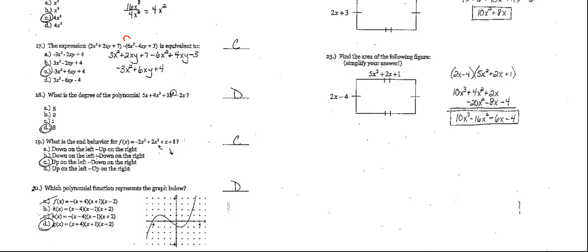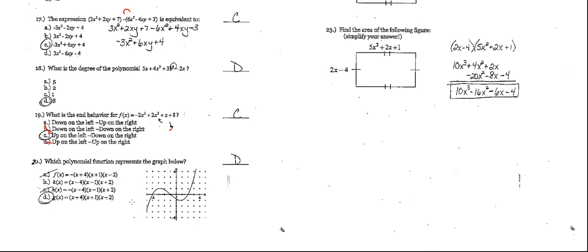So just looking at the answers, you can throw out B and throw out D, since the end behavior has to be opposite. And then if you look at the leading coefficient, it's negative, so it's got to end down. That leaves the only choice, C. 20 is one of the graphing ones like we just did.